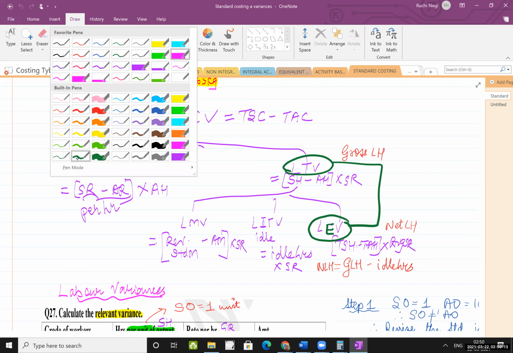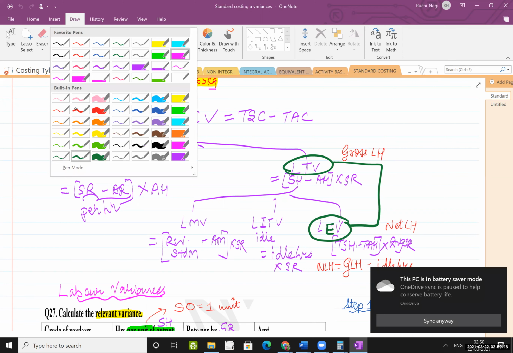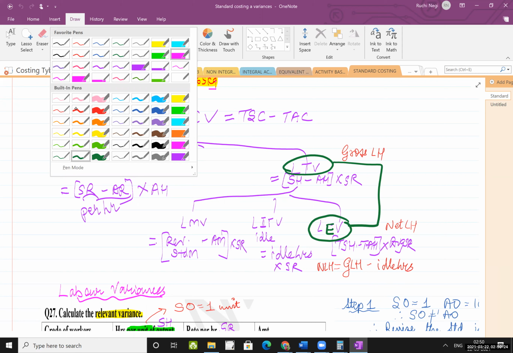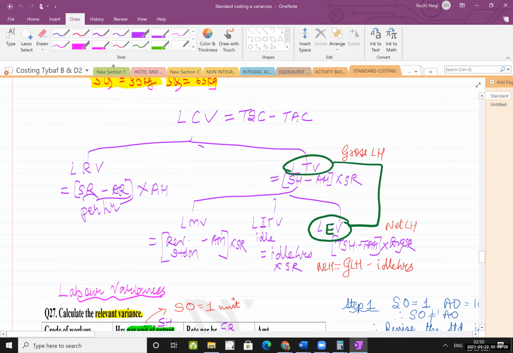You can very clearly see the point of differentiation that I'm trying to show is very similar. Just see, material cost variance is similar to labor cost variance, that is total standard cost minus total actual cost.